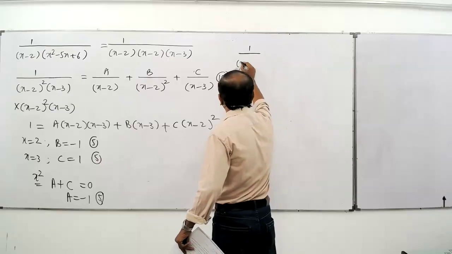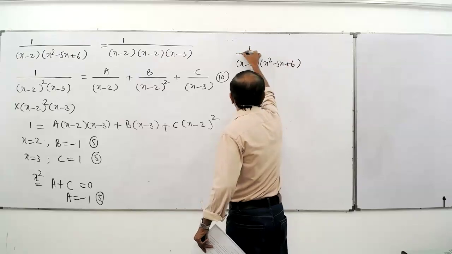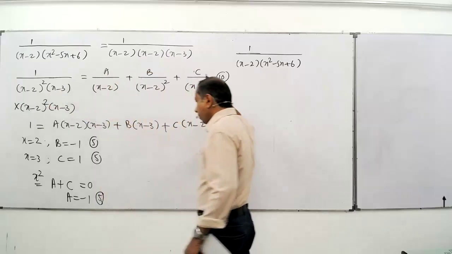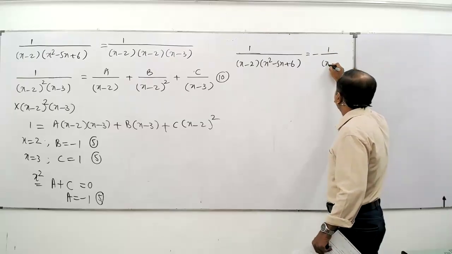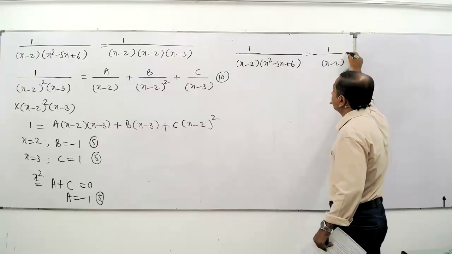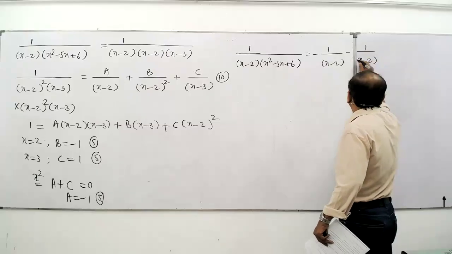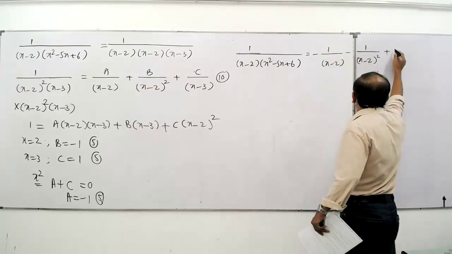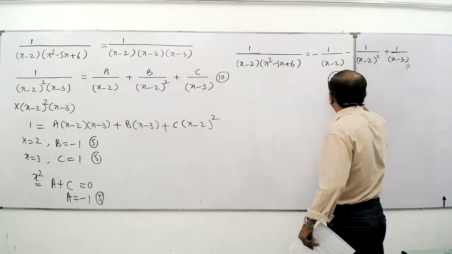Then write the partial fractions, substituting at these places. Here is the given original one, which we write. Now substitute for A, B, C. A is minus 1, so I write minus 1 over x minus 2. The next one, B, is also minus 1, over (x minus 2) squared. And the next one is C, and C is 1, so 1 over x minus 3. For this, we finally get 5 marks.